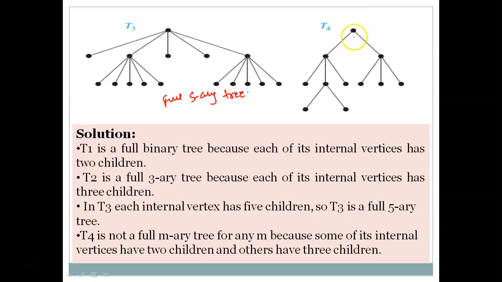Now look at this one. This is an internal vertex, this is an internal vertex, these are 3 children, and here are 3 children, but again it's an internal vertex, and there are 2 children. So it is not a full m-ary tree. In fact, we can only say that the maximum number of children for an internal vertex is 3. So this is simply a 3-ary tree, but not a full 3-ary tree. So you can see these examples.